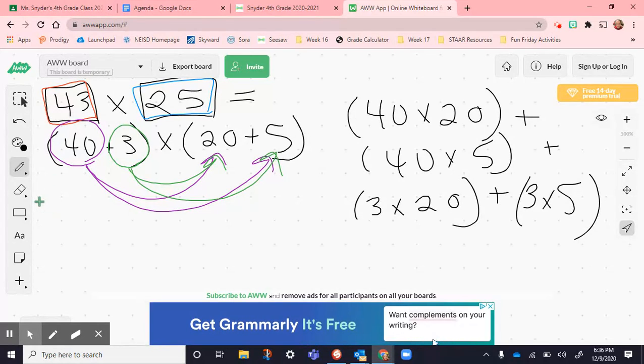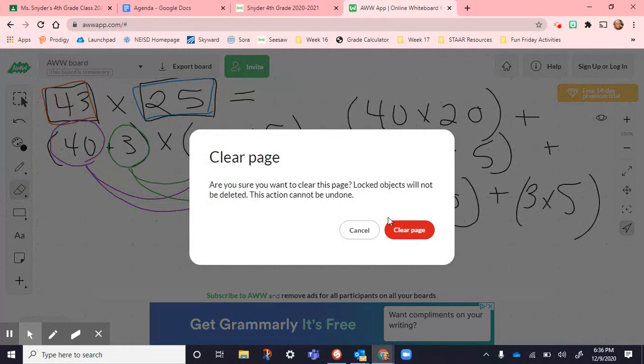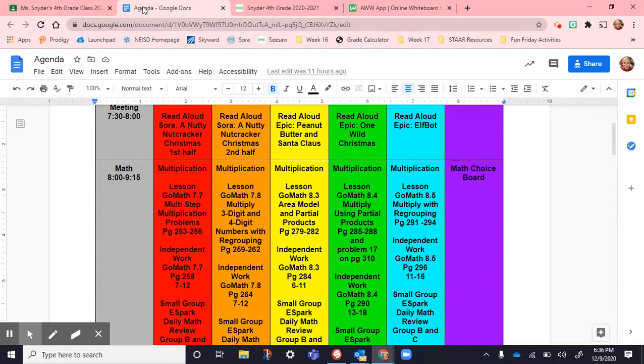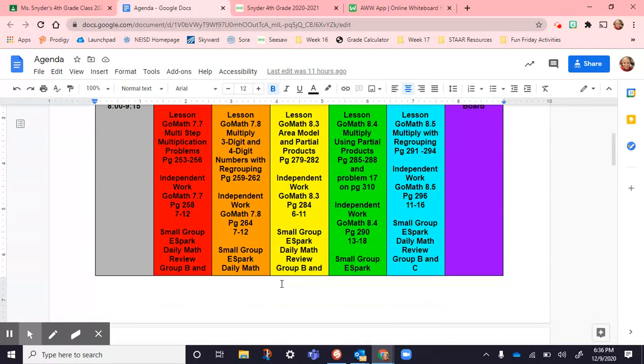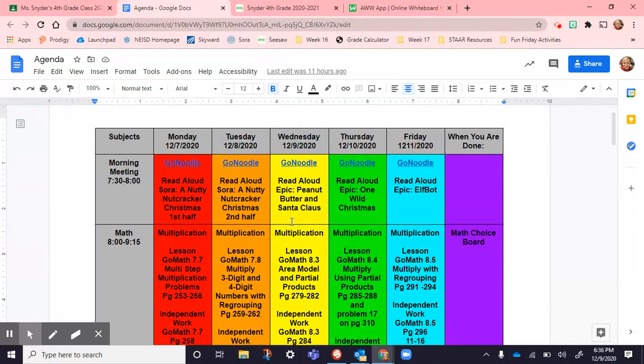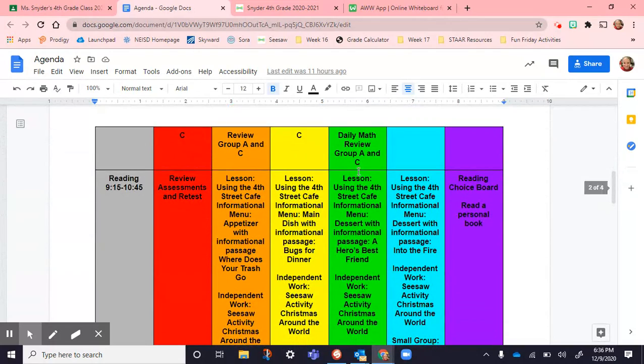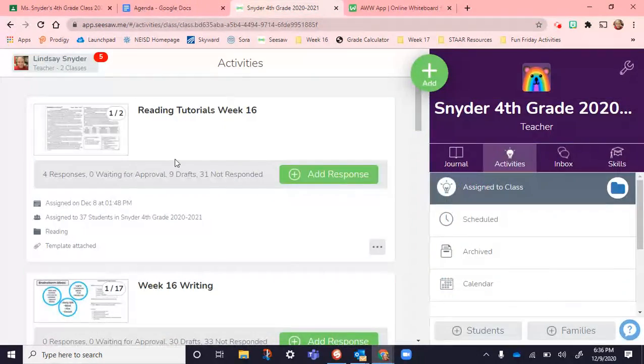Alrighty, so we did some problems in the book practicing that 2-digit by 2-digit, and then in the agenda here, students had page 284, 6 through 11 to do, and then eSpark, and we did some practice problems today for small group, and then for reading, let me open up reading.